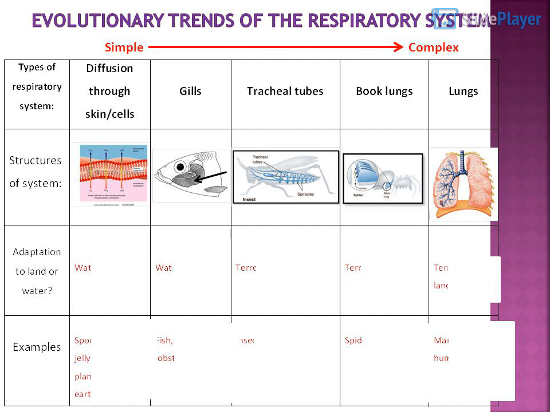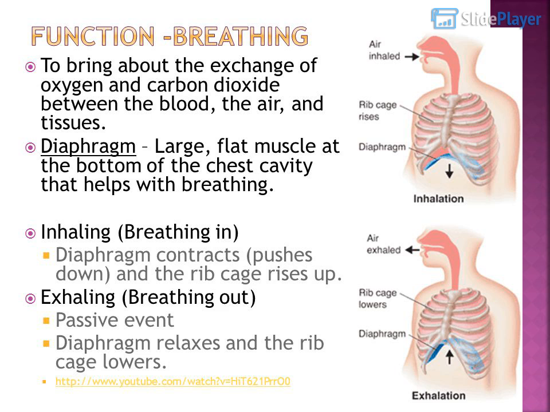Simple to complex. Function of breathing: to bring about the exchange of oxygen and carbon dioxide between the blood, the air, and tissues. Diaphragm, a large, flat muscle at the bottom of the chest cavity that helps with breathing. Inhaling, breathing in: the diaphragm contracts, pushes down, and the rib cage rises up. Exhaling, breathing out, is a passive event: the diaphragm relaxes and the rib cage lowers.